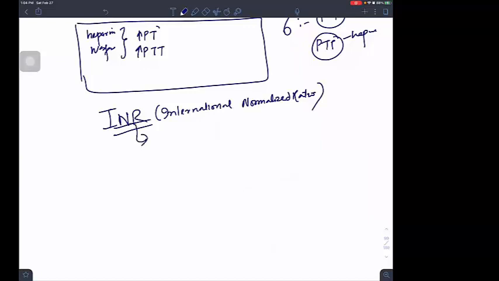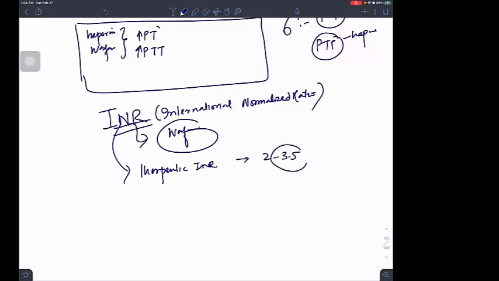This INR is used to monitor the warfarin anticoagulation therapy. What is the therapeutic INR range? The therapeutic INR range is 2 to 3.5. Mostly we do this. So remember, we are using INR to monitor the warfarin therapy, and our therapeutic range should be between 2 to 3.5. So you will be asking the patient to come after 10 days, or after 15 days, and check your INR, writing him some tests.